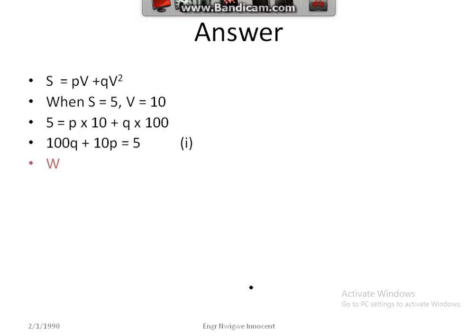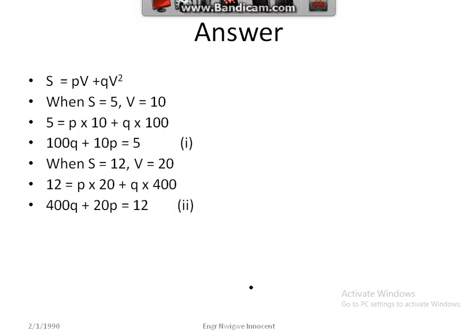When S is equals to 12, V is equals to 20, we substitute it into the given equation, which is S is equals to PV plus QV squared. Then we have 12 is equals to P times 20 plus Q times 400, which will now be 400Q plus 20P, which is equals to 12. This is our equation 2.